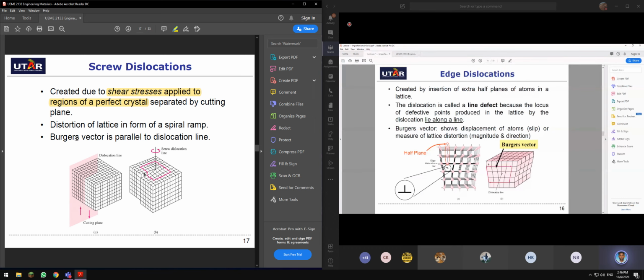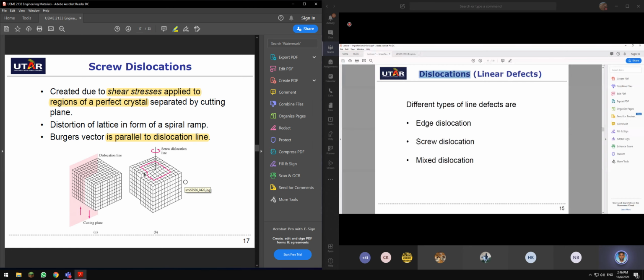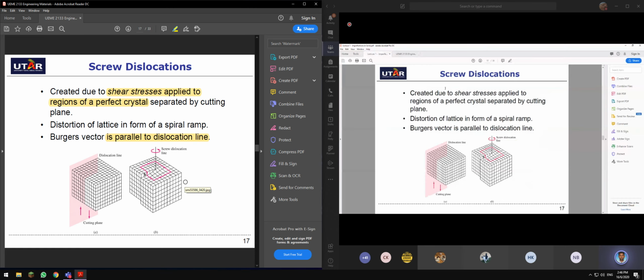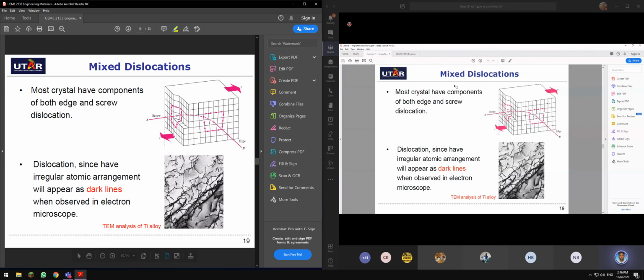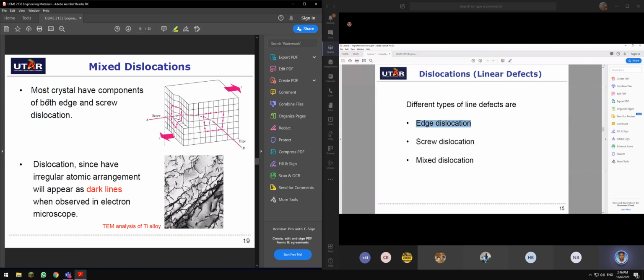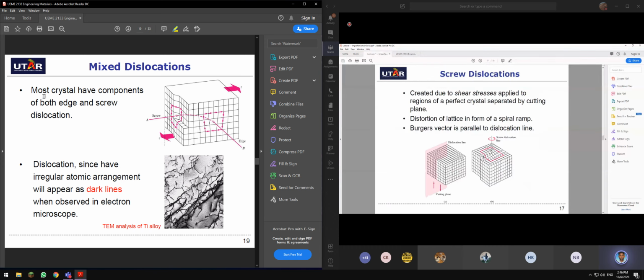Edge dislocation is where you are adding a half plane. Screw dislocation is due to the shearing effects in a structure. So usually, guys, distortion doesn't happen purely on edge or screw. It is the combination of edge and screw dislocation, here, this is the one. The combination of edge and screw is what we call mixed dislocation. Now, back to screw dislocation.